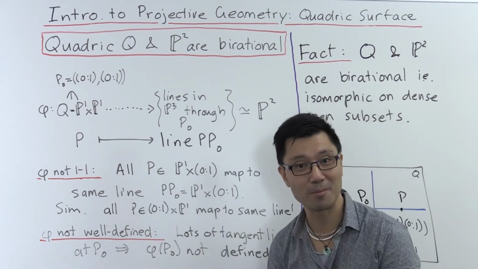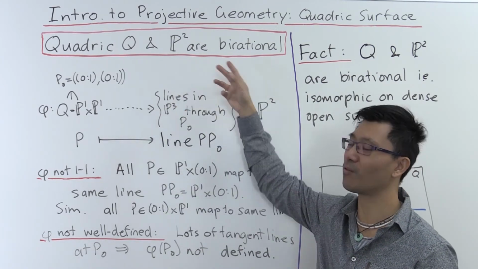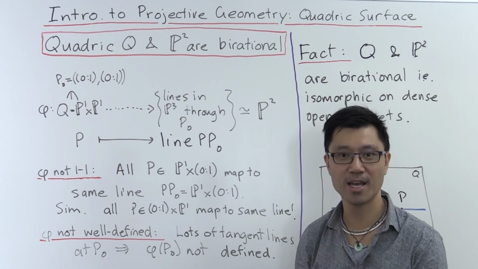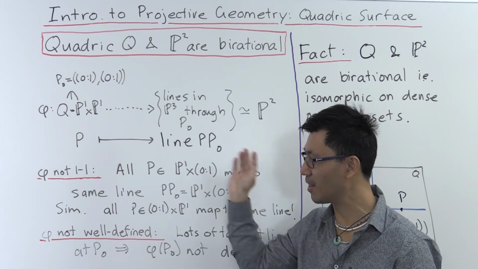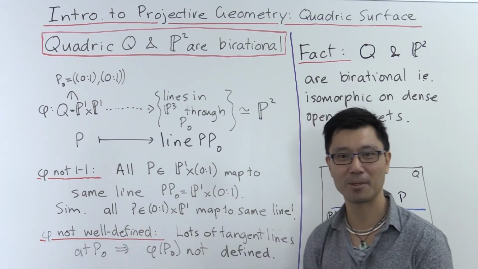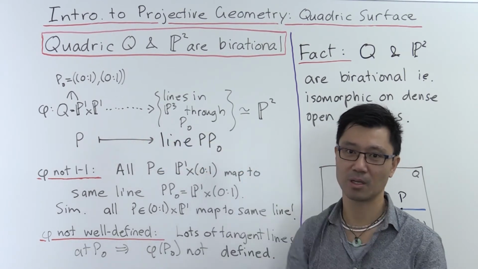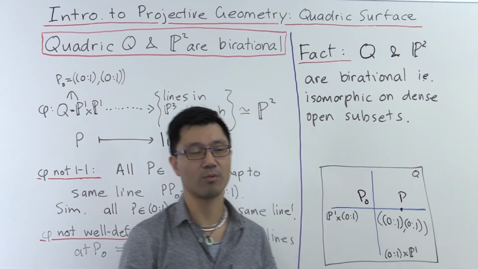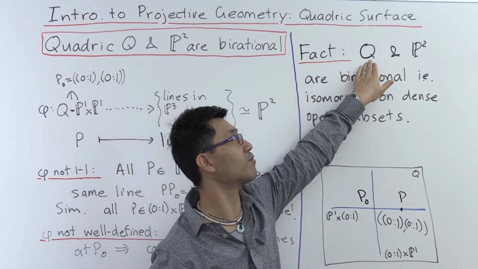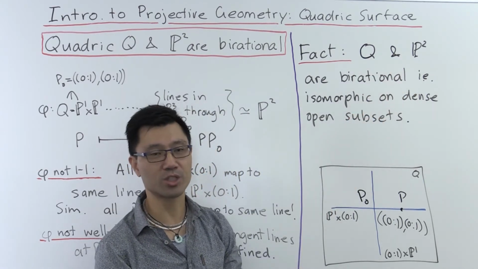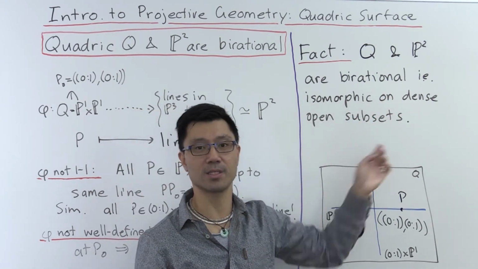Okay, so there are two problems that we have with trying to repeat the argument that the conic is isomorphic to the projective line in this case here. But nevertheless, if we throw away all the bad points where this phenomenon happens and this phenomenon happens, it actually turns out that otherwise this is one-to-one. So what we can say, and this is the result that we have, is something called the birationality of the quadric surface Q with P2. Q and the projective plane are birational, which just means they're isomorphic on dense open subsets.